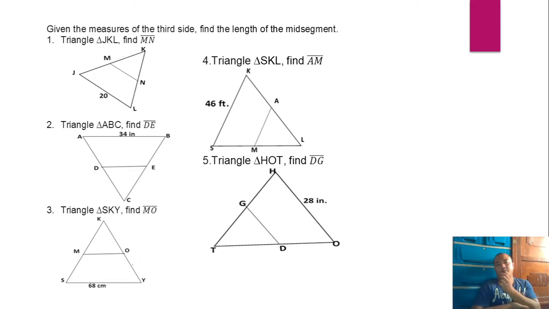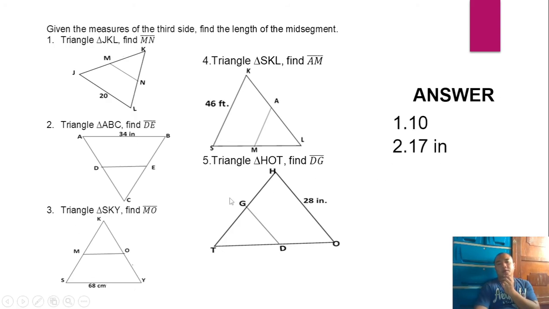Number 1, triangle JKL. JL is 20. What's the length of MN? It's very easy. 1/2 of 20 lang yan. Number 2, 1/2 of 34. DE is equal to 17 inches. Number 3, what's the length of MO, the midline? 1/2 of 68, 34 cm. Number 4, 46 feet.